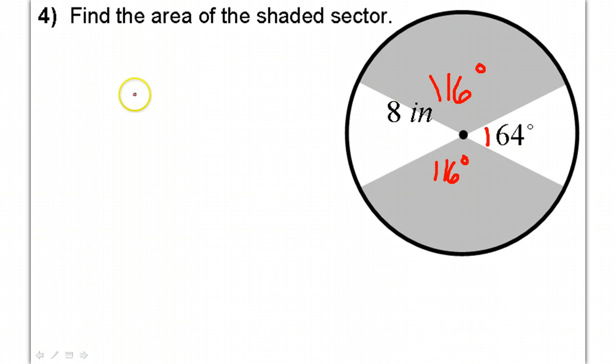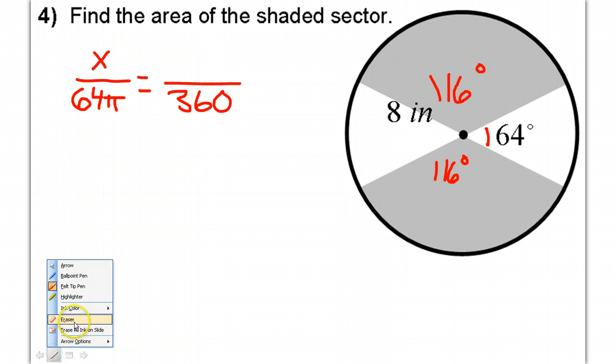So when I go to do my part over whole equals part over whole, you put x over pi 8 squared. What is 8 squared? 64. So x over 64 pi. And of course down here I'm going to have 360. Alright, now here it comes. Be careful. Add them up.